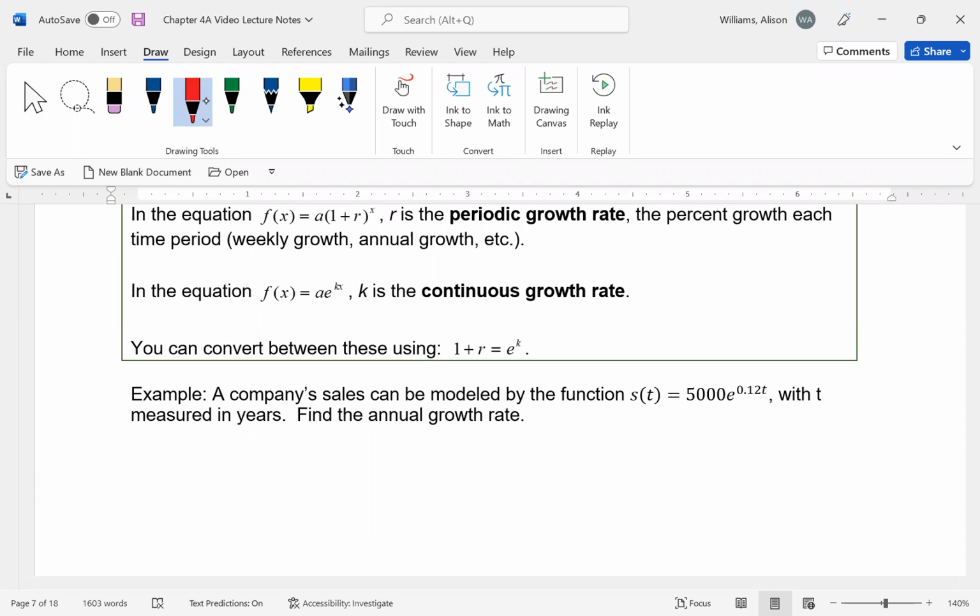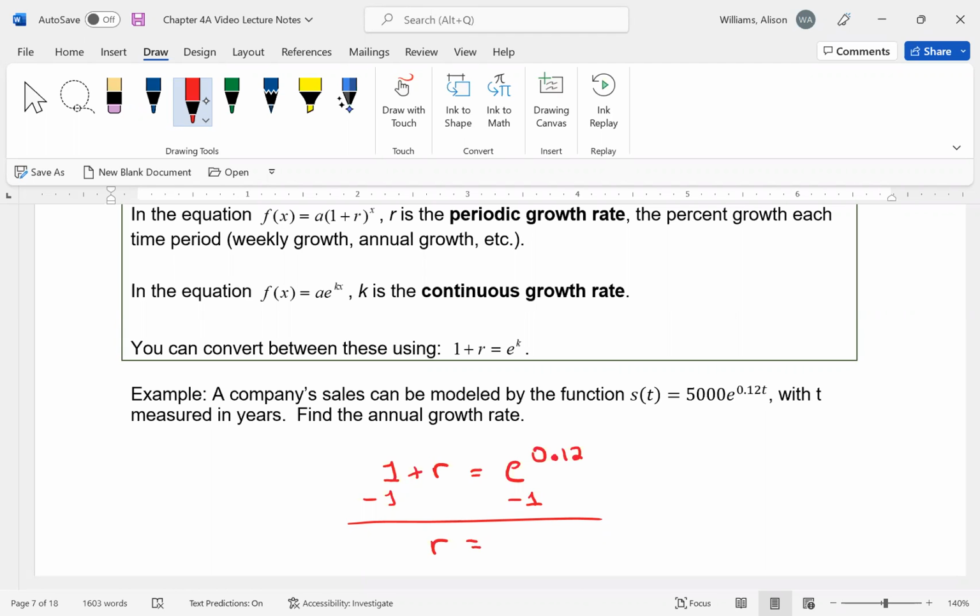Okay, so to do that, based on what we have up here, I'm going to take E to the K. So in this example, E to the K is E to the 0.12. Wow, that's a decimal. And I'm going to set that equal to 1 plus R. And if I solve this for R, that'll tell me what the growth rate is annually for this company. So I'm going to subtract 1 from both sides really quick. And that's what I'm going to plug into the calculator. I'm going to plug in E to the 0.12. And then I'm going to subtract 1 from that.